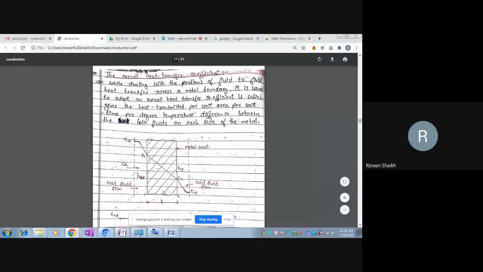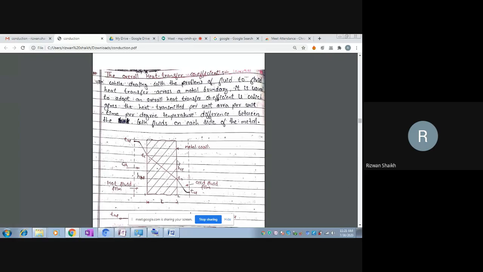So here I consider a plain wall or a metal wall. This is a metal wall which has phase 1, phase 2 of thickness L, and T1 is the temperature at phase 1, T2 is the temperature at phase 2. Now at both sides of the metal wall, we have a fluid. At the left side, we have a hot fluid film, which has temperature and heat transfer coefficient.